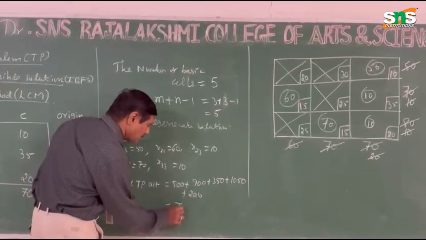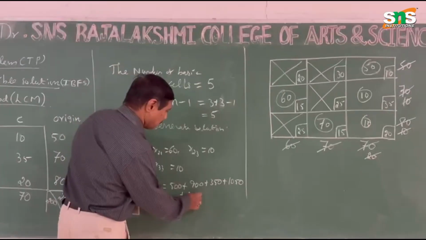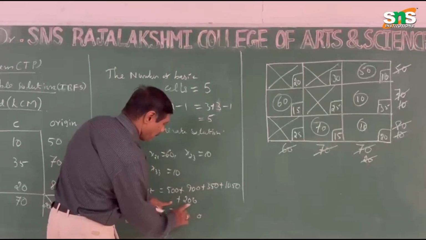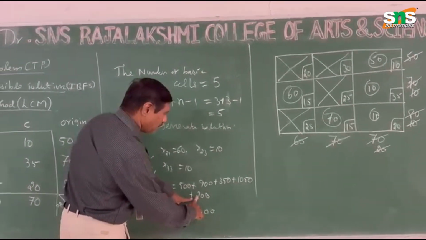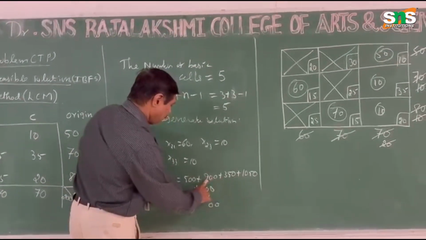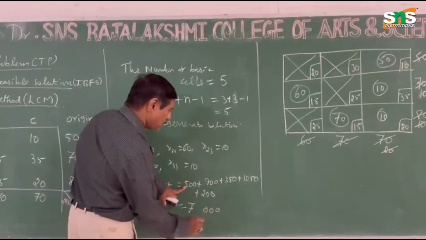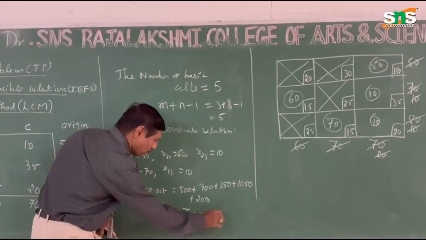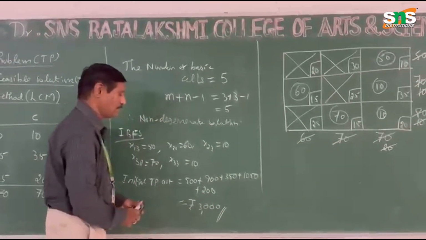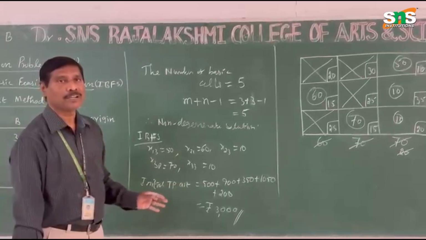Then the total cost, we add it up, and it comes to 3,000. That is the total initial transportation cost.